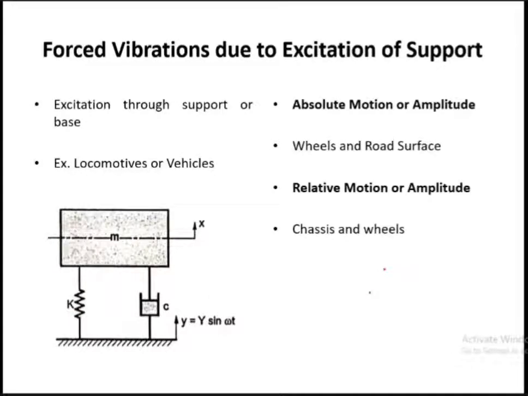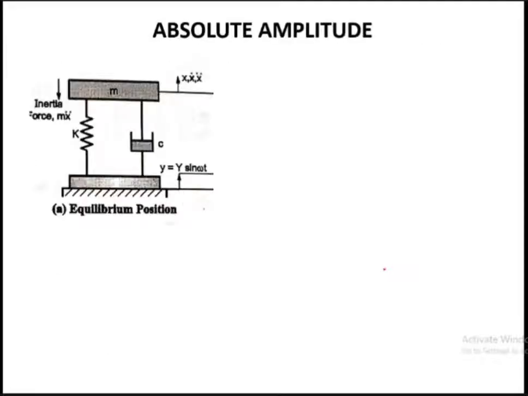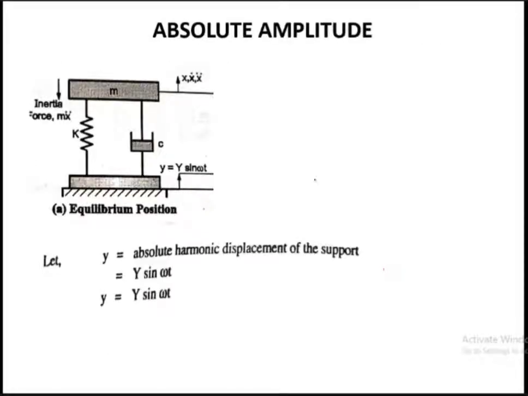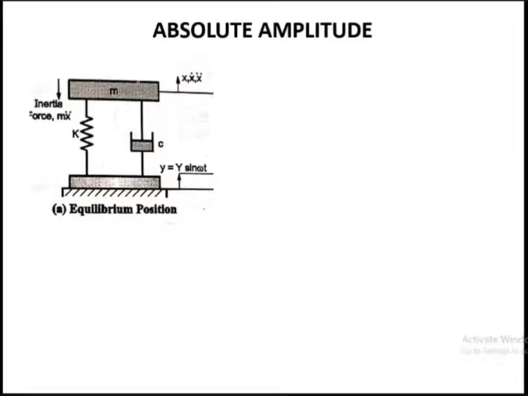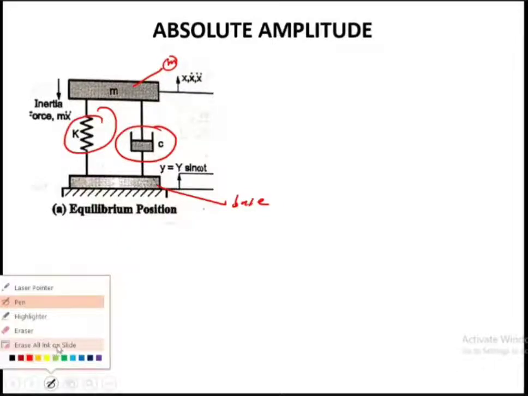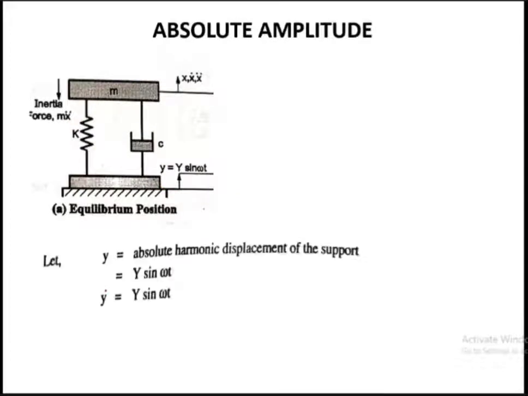Okay, so let's move to the next slide. Now let us understand first of all absolute amplitude. Let us say that I have considered a mass m of some machine which is supported on this base, right? And k and c are nothing but the isolators, right? Because we obviously have to put the isolation between the machine and the base. Okay. So now let us assume that y is the absolute harmonic displacement of the support. What is y? y is nothing but the absolute harmonic displacement of the support.